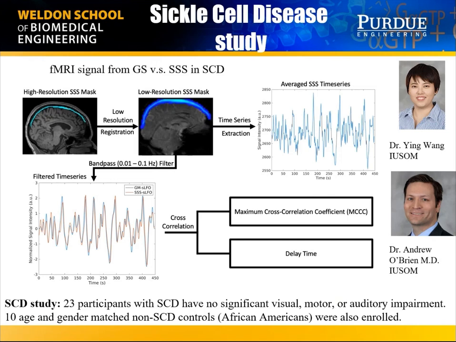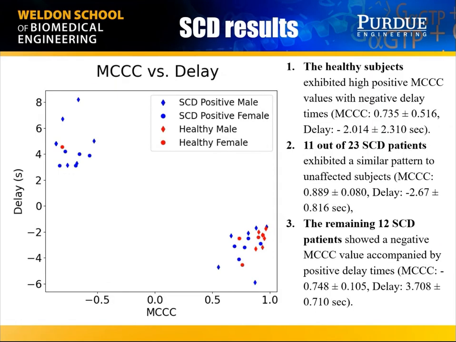So we said, why don't we just extract the superior sagittal sinus from the resting state data, and compare that with the global mean signal? The hypothesis was that for sickle cell patients, cerebral blood flow is faster. So when you do the cross correlation between the global mean signal and the superior sagittal sinus signal, the delay is supposed to be shorter than in the healthy subjects. That was the hypothesis. Okay, so that's what's shown there.